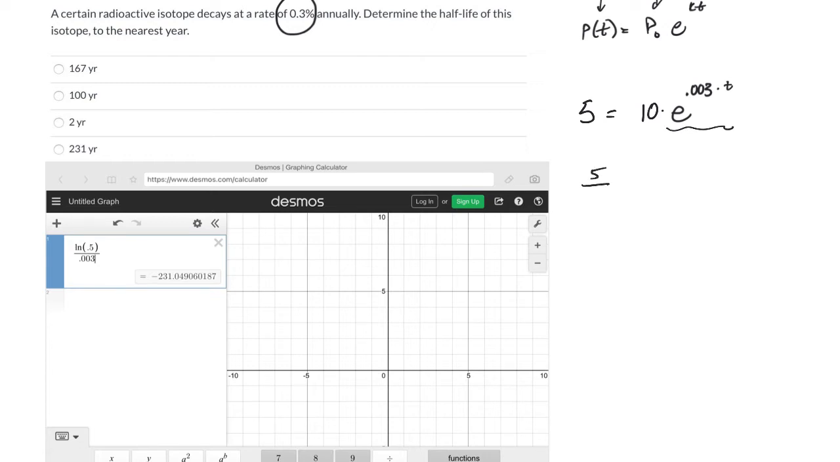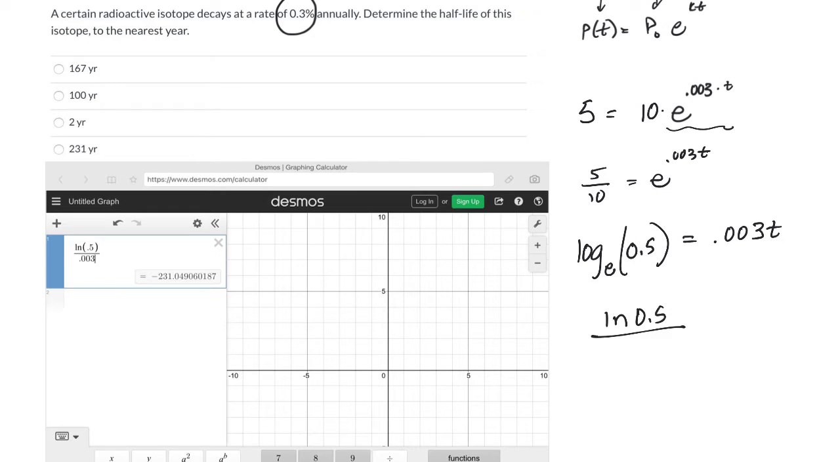So I'll get 5 over 10 is equal to e to the 0.003t, and then change it to log form. So it'd be log base e of 5 over 10, which is 0.5, is equal to 0.003t, and then I'll divide both sides by 0.003. Log base e, of course, is the same as ln, so ln of 0.5 divided by 0.003 is equal to t.